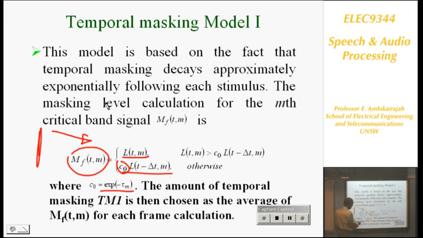The amount of temporal masking, TM1, is then chosen as the average MF for each frame of the calculation. So if you take small frames, say 20 millisecond frames, and do this calculation, you can take the average of that as the temporal masking for those 20 milliseconds.